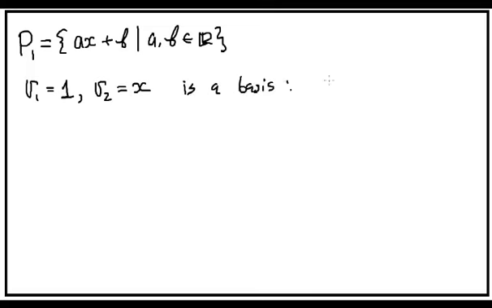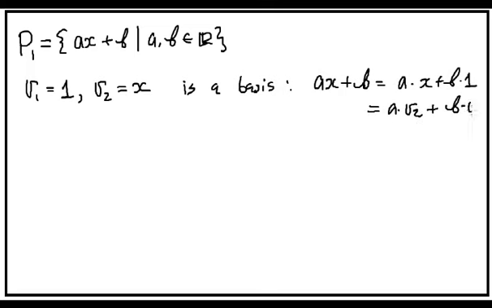what makes a basis in general is that you've got a certain sequence of linearly independent vectors, and any vector in your space can be expressed as a linear combination of those vectors, and that's what the basis is. And so these two vectors are linearly independent, and any vector in this space can be expressed as a linear combination of these two, because ax plus b can be written out as a times x plus b times 1, in other words, as a times v2 plus b times v1.